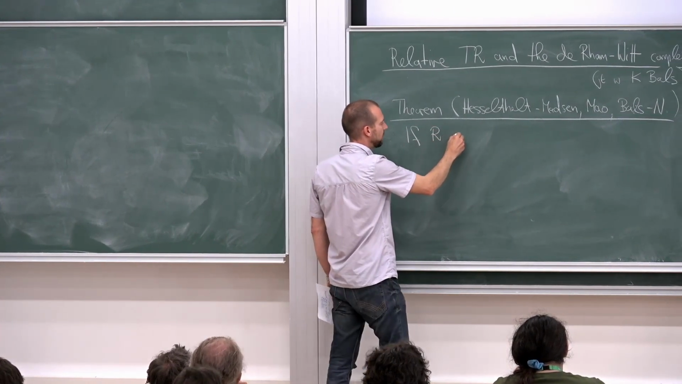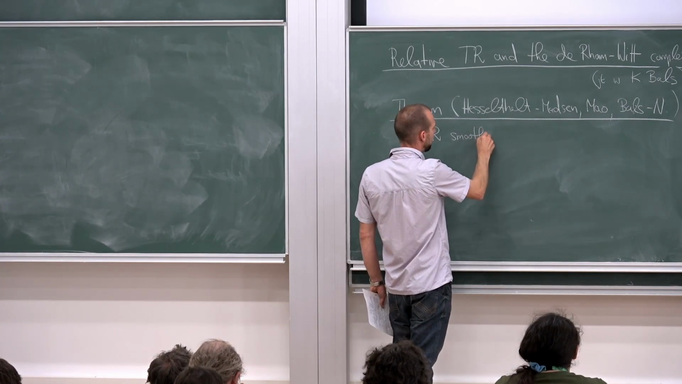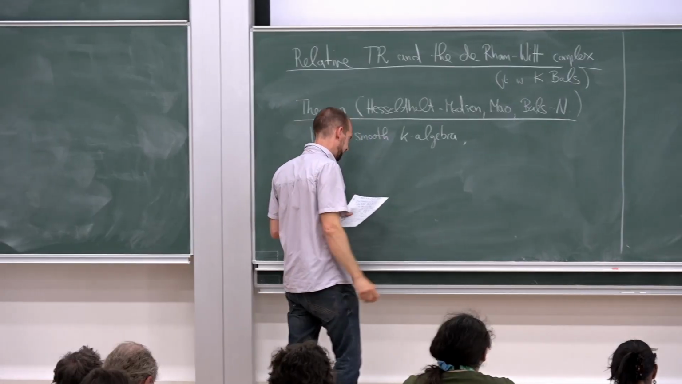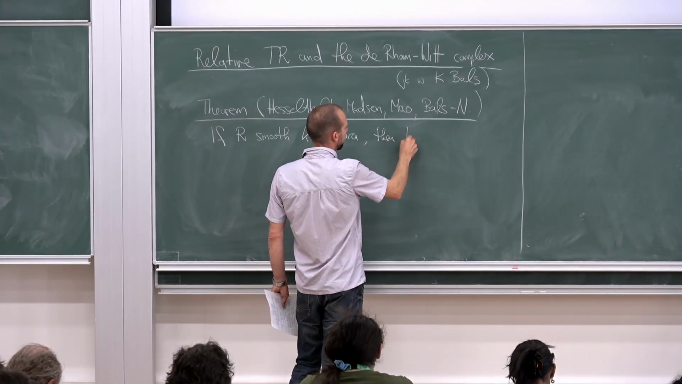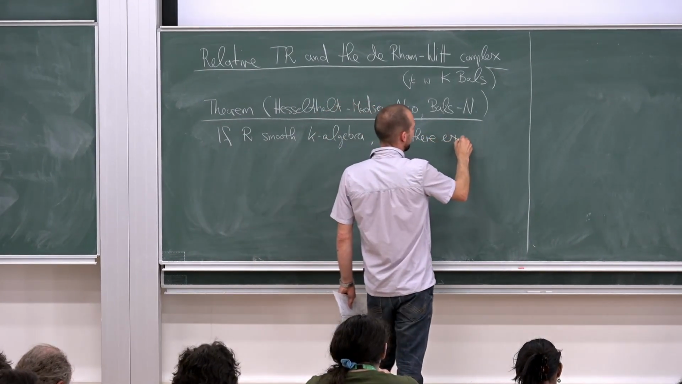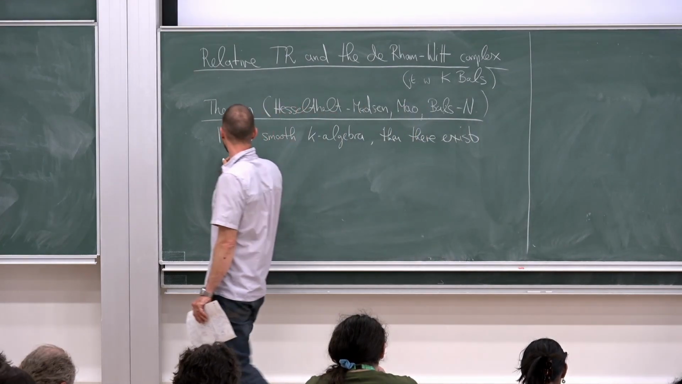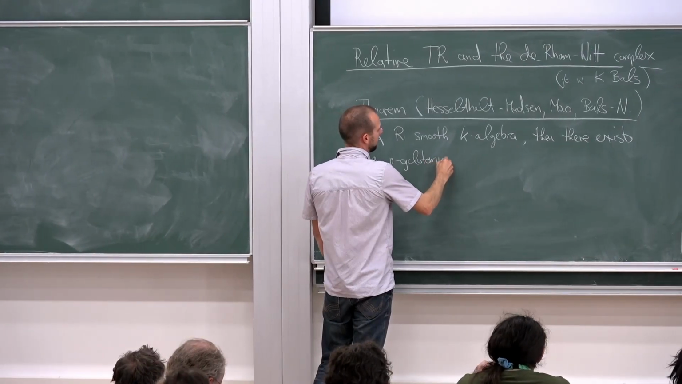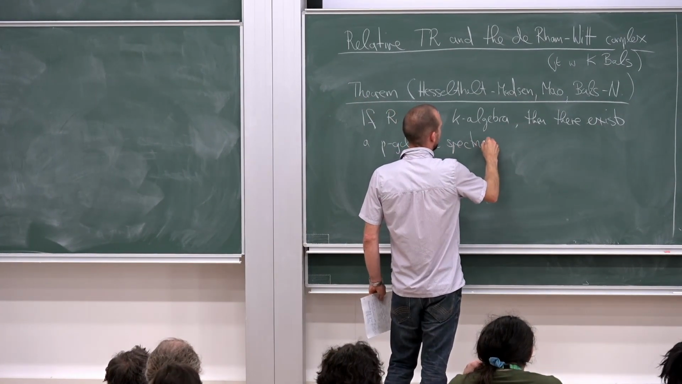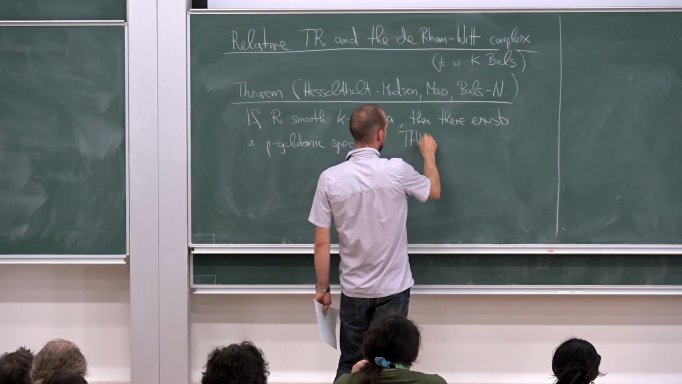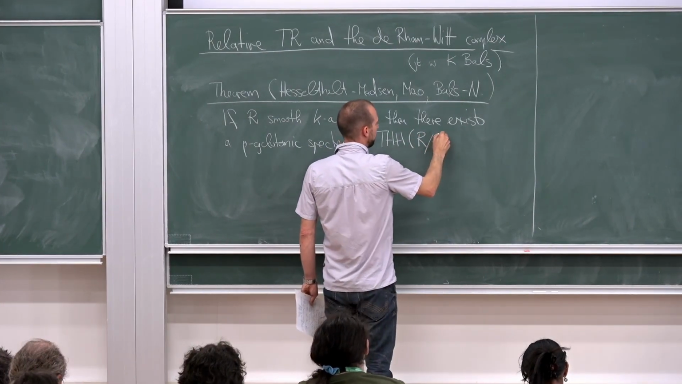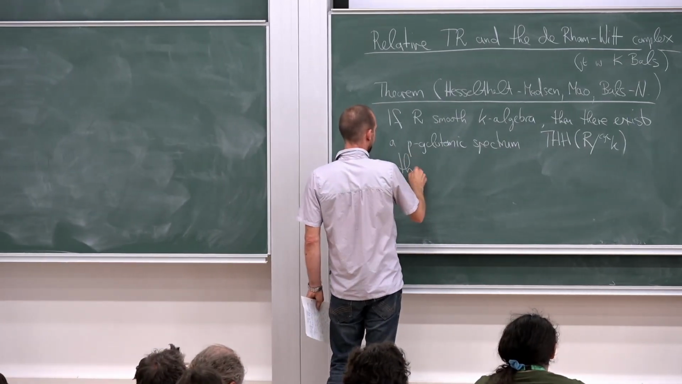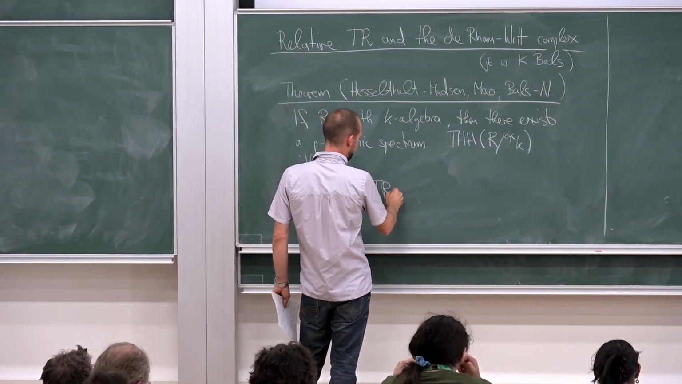So R is an ordinary smooth K-algebra. So these are all ordinary rings. Then there exists a p-cyclotomic spectrum that I denote THH of R relative K, cyclotomic, with an isomorphism TR star of that cyclotomic spectrum.